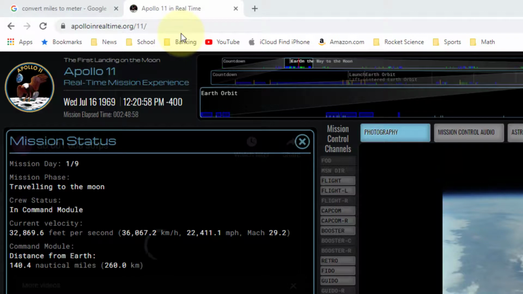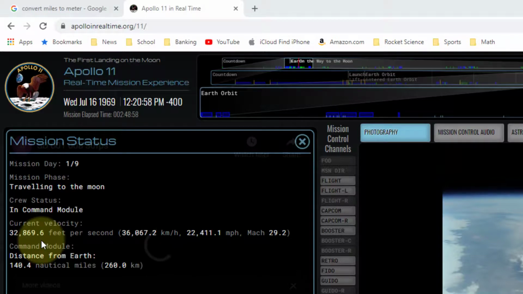Okay, so the next thing that I'll look at is this website, apolloinrealtime.org/11. So this is a transcript of the Apollo 11 mission to reach the moon, and this was July 16, 1969. We can see mission status here: on the way, traveling to the moon, in the command module. Currently at 32,000 feet per second. That's about 36,000 kilometers per hour, about 22,000 miles per hour. Imagine Mach 29.